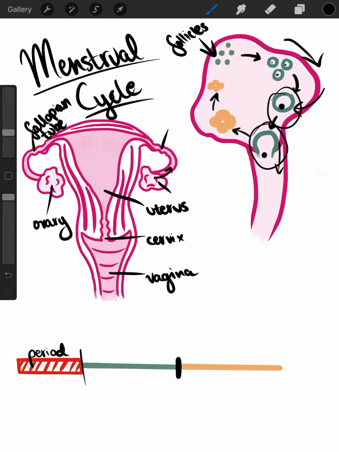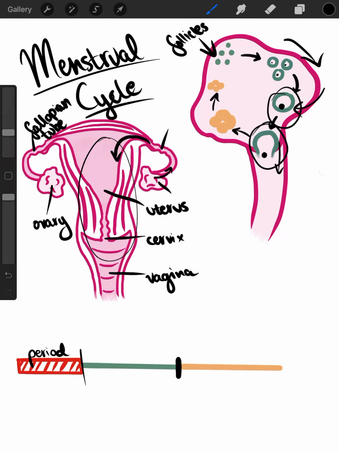And so the egg will chill in the fallopian tube, and if it gets fertilized within 24 hours by sperm that came there that day or was there previously, because sperm can survive up to 5 days inside of here, then it will get fertilized and it'll travel down and implant in the uterus. If not, then the cycle continues. You'll get your period again.